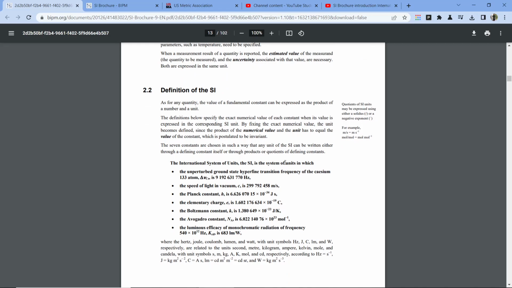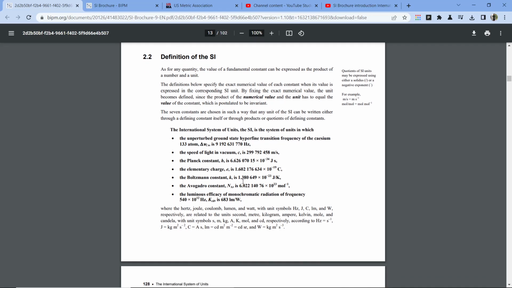The International System of Units, the SI, is the system of units in which the unperturbed ground state hyperfine transition frequency of the cesium 133 atom is 9,192,631,770 Hz. The speed of light in vacuum c is 299,792,458 meters per second. The Planck constant h is 6.62607015 times 10 to the minus 34 joule seconds. The elementary charge e is 1.602176634 times 10 to the minus 19 coulombs. The Boltzmann constant k is 1.380649 times 10 to the minus 23 joules per Kelvin.